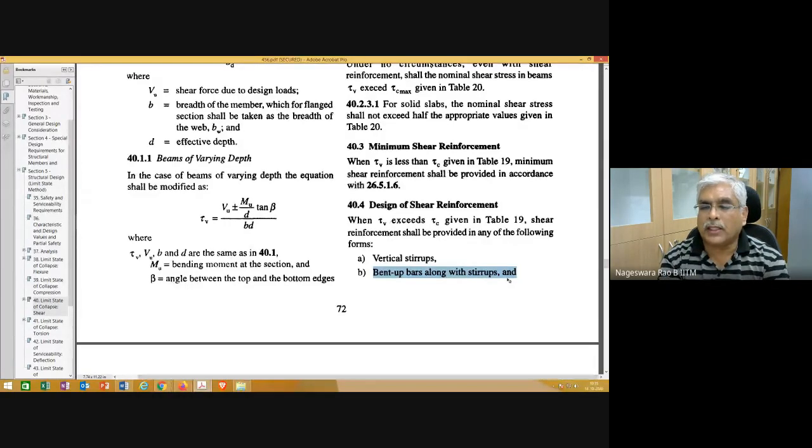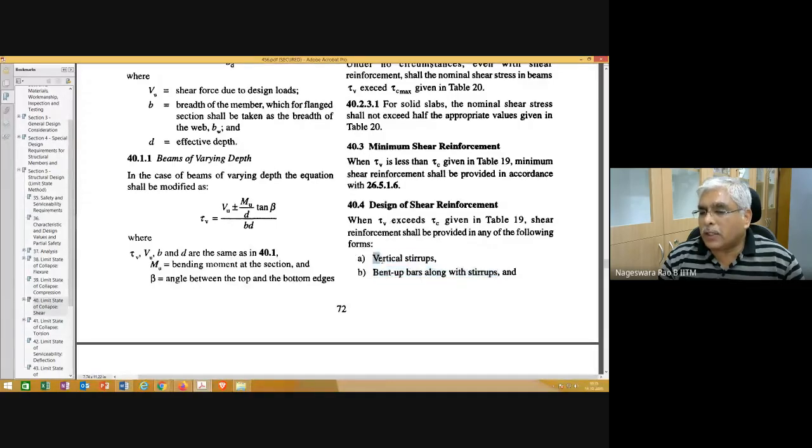is based on the bending moment, the maximum bending moment, and that need not be the same everywhere. Along the length of the beam, the same amount of tension reinforcement may not be required. Some of the reinforcement you can actually curtail or bend up. So in addition to the stirrups, you also have bent up bars.